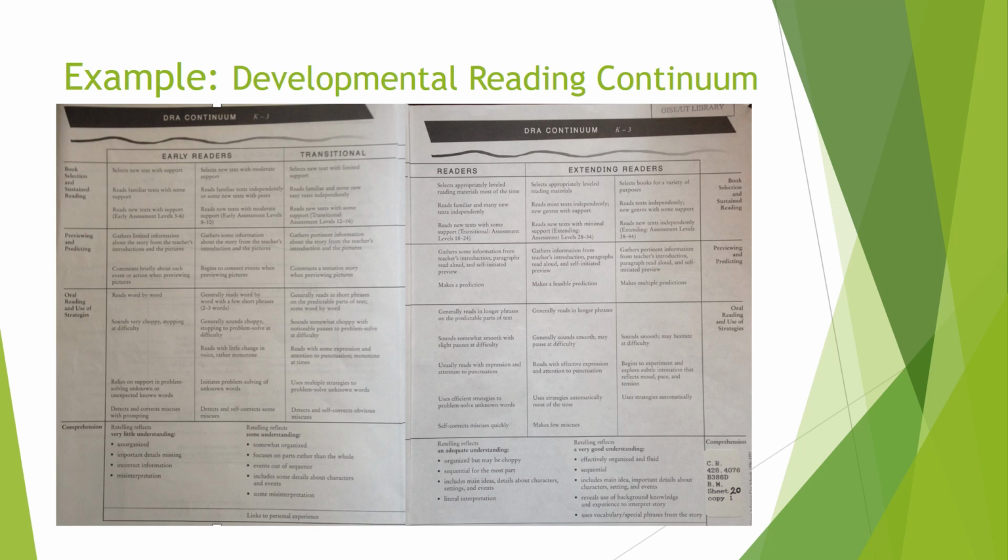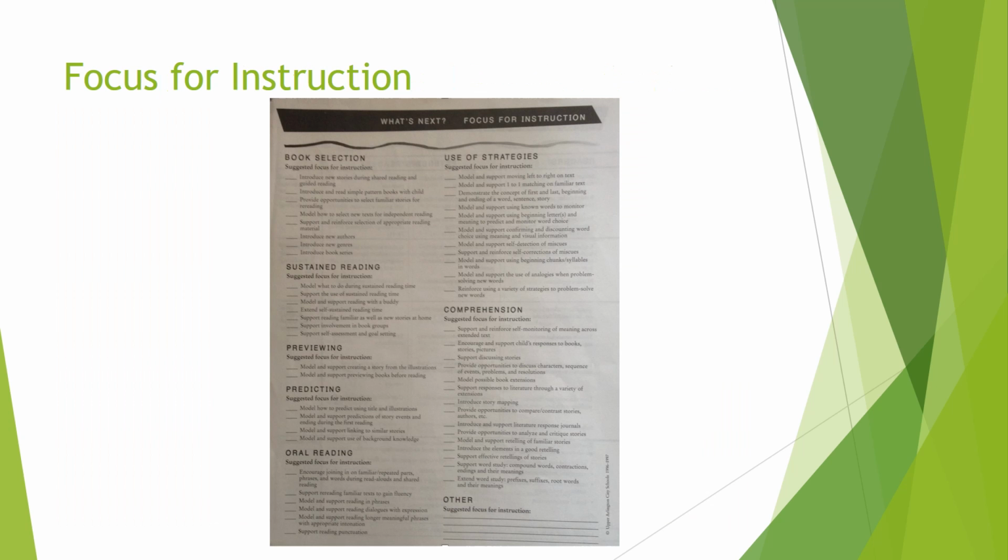The developmental reading continuum is a permanent record for each student. This is where teachers circle a range of observed reading behaviors that best describe the student. After circling the selected statements, the teacher identifies the stage, so whether they are an emergent, early, transitional, or extending reader, that best reflects the student's performance.